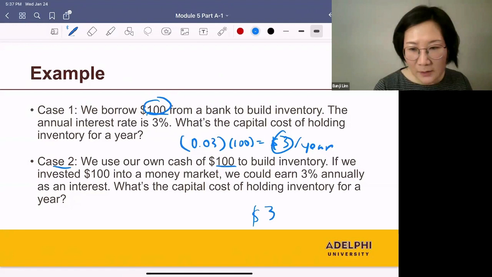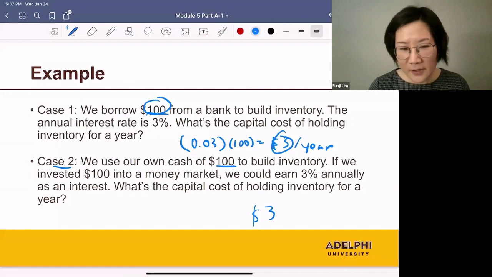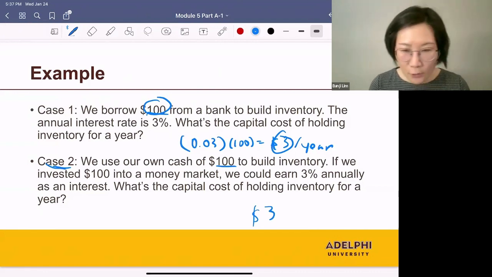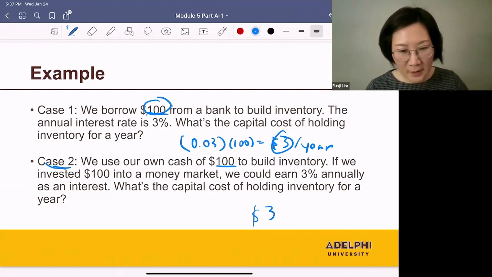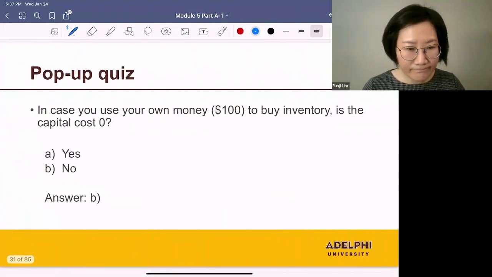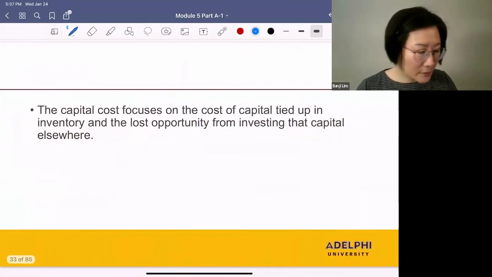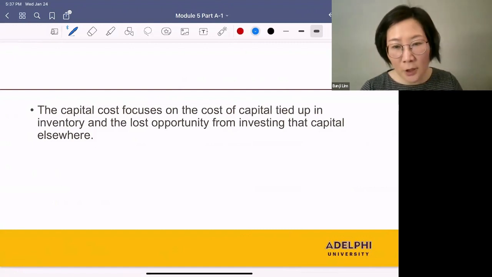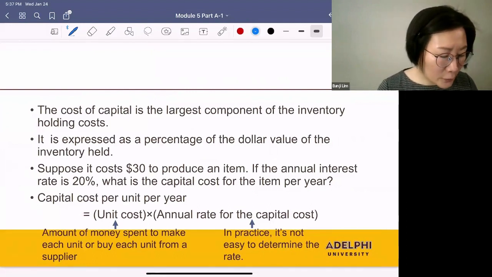Not making $3 annually that you could have made is the same as losing $3 annually. So in the second case, when you use your own cash to build inventory, there's still an opportunity cost, and that's $3 a year. So the capital cost focuses on the cost of capital tied up in inventory and the lost opportunity from investing that capital elsewhere. The cost of capital is the largest component of the inventory holding costs.